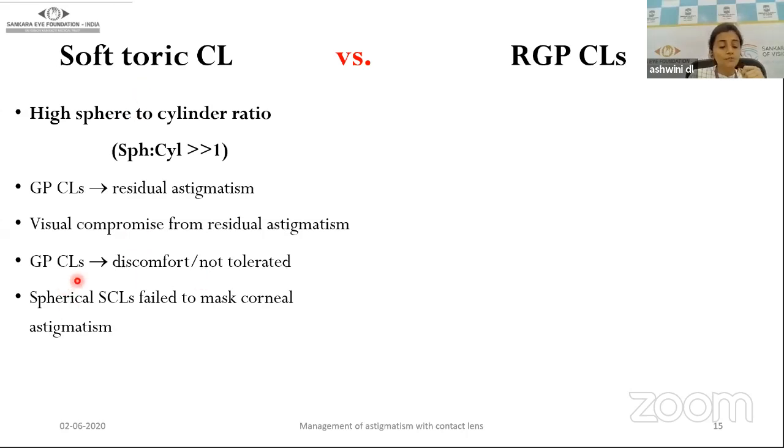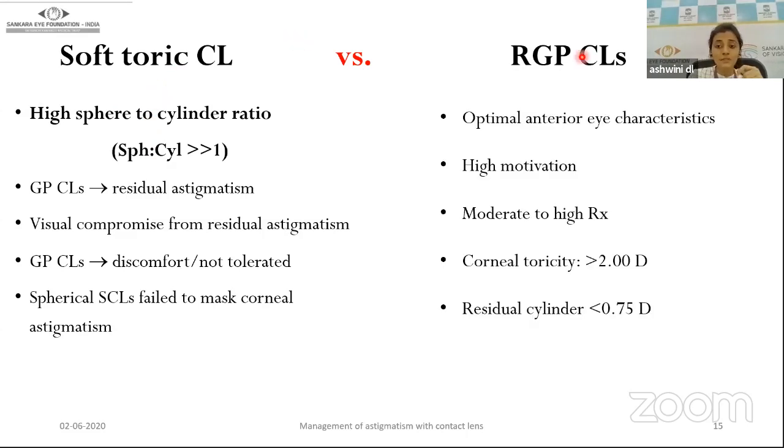There are also a few patients who will not tolerate GP lenses and have more discomfort. In that case also, it is better to go with the soft toric. And it is better to go with the soft toric when a spherical soft contact lens will not be able to cover the corneal astigmatism. So in all these conditions, we can prescribe soft toric contact lenses. And then, when can we prescribe the RGP contact lens?